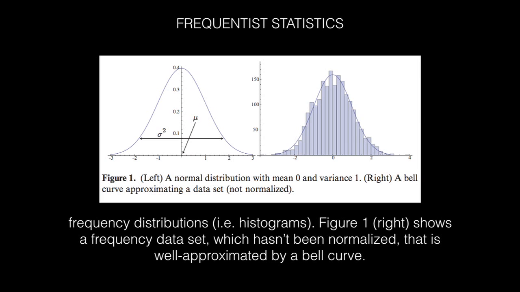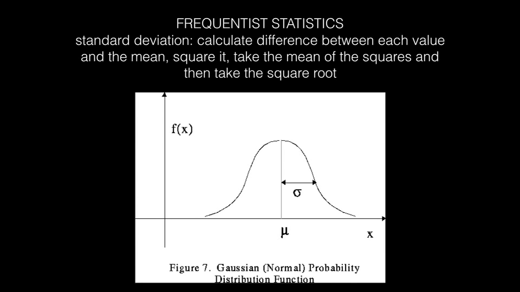And the spread of the data is defined as the square root of the variance, which is the standard deviation. So the standard deviation is calculated. Here's how you calculate a standard deviation. Don't worry about this. You take the difference between each value and the mean, right? Then you square that, and then you take the mean of the squares. That's the variance, and then you take the square root of the variance, and that's your standard deviation.